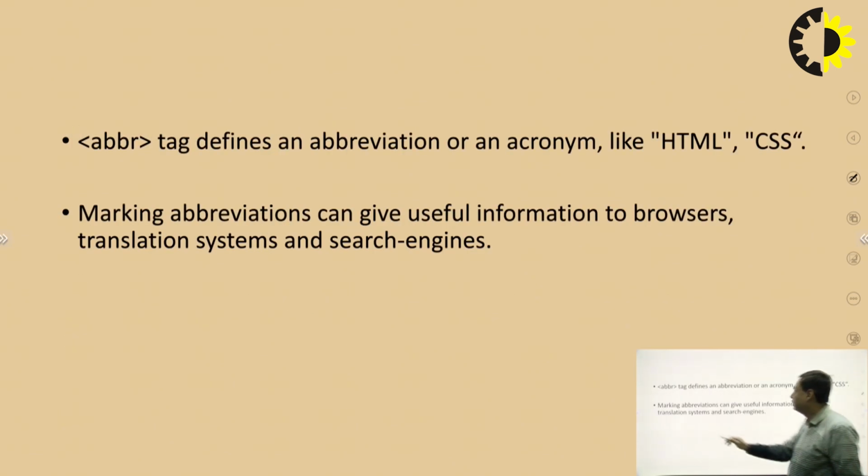Now, second is abbreviation. Sometimes we want to display an abbreviation in a different format, then we can use the ABBR tag. For example, HTML and CSS: HTML is the abbreviation of hypertext markup language, and CSS for cascading style sheets. So if you want to display the HTML in a different style, then we can use this abbreviation tag.